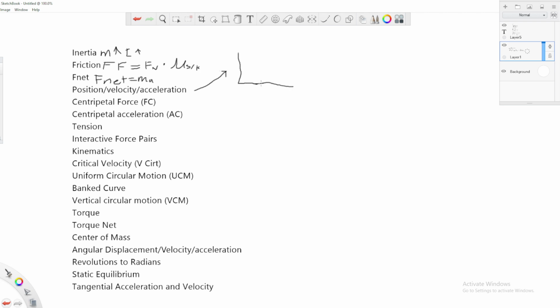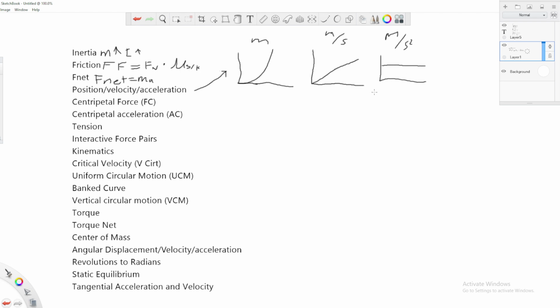Position, velocity, acceleration. Remember that position over time could look like that. It's in meters. Velocity, if that's your position, you're going to have a positive slope, so you're going to have positive velocity. That's the slope, and it's going to be in meters a second. And then your acceleration is going to be constant because it's a constant positive slope. It's going to be in meters a second squared.